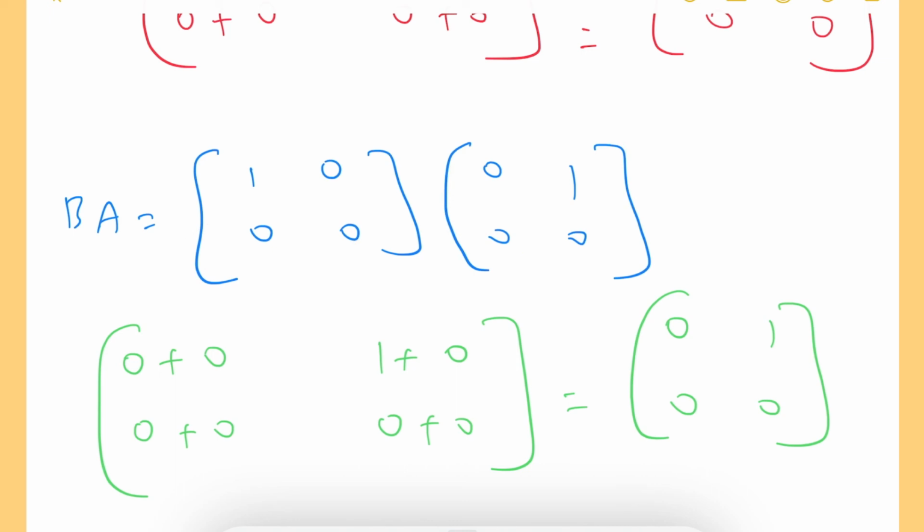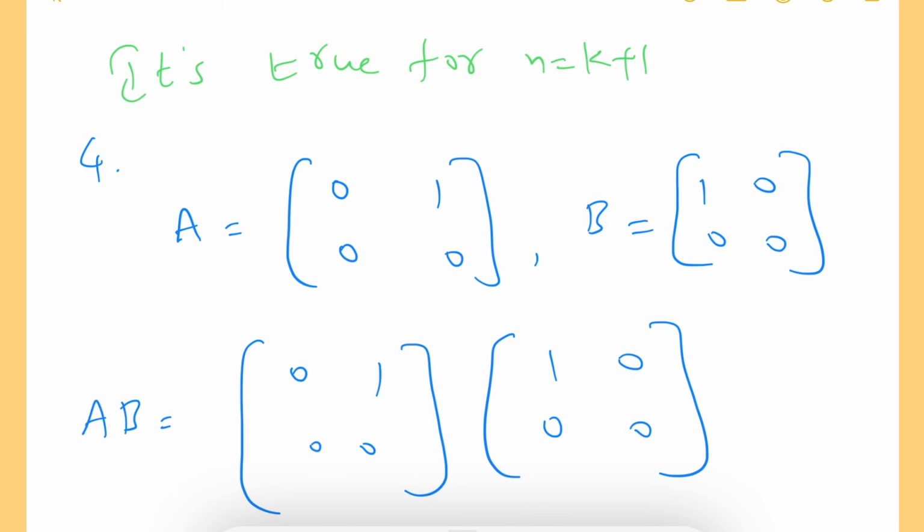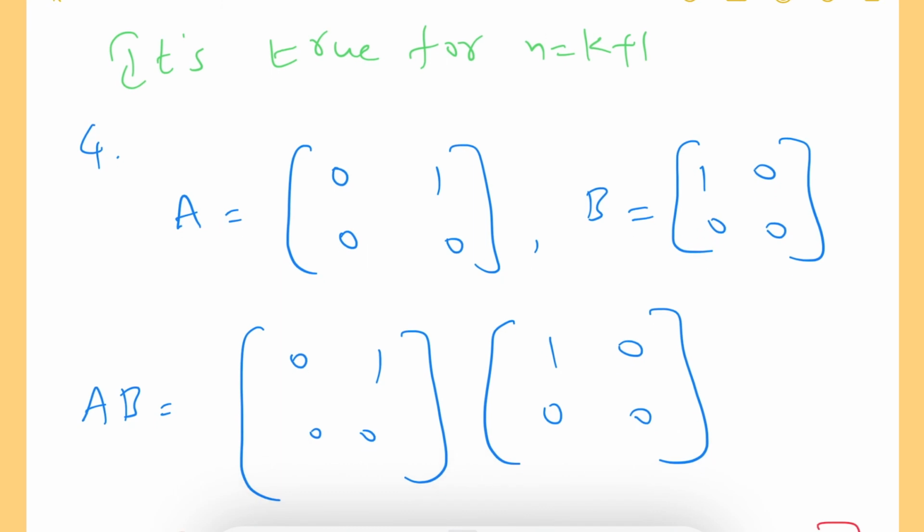So whatever matrices we took, they satisfy the condition. So matrix A will be 0, 1, 0, 0 and matrix B will be 1, 0, 0, 0. Then how will we get to know which matrices' multiplication becomes 0 and which does not? If we practice more matrix questions, then obviously we will be able to know this.